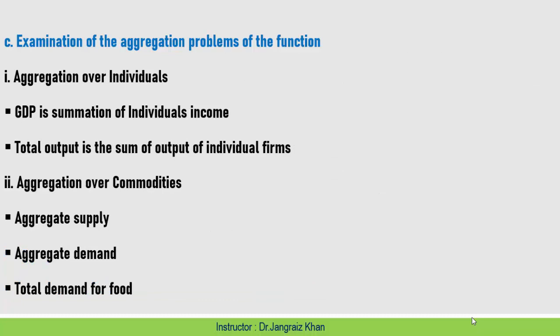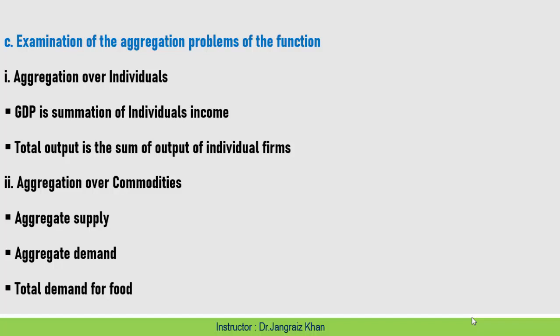Examination of the aggregation problem of the function. We know that, dear students, in many cases in the macro variables, we use macro variables which are actually the aggregation of the individuals. We add up the individuals and we get the macro variable. For example, aggregation over individuals: GDP. You know that GDP is the summation of the individual incomes. When we add up the individuals' incomes, we get GDP.